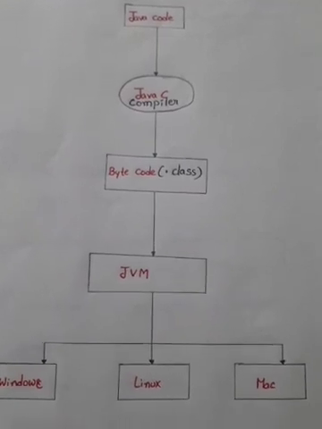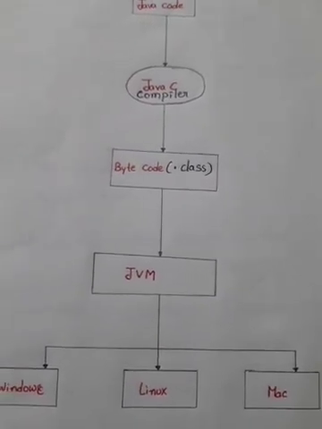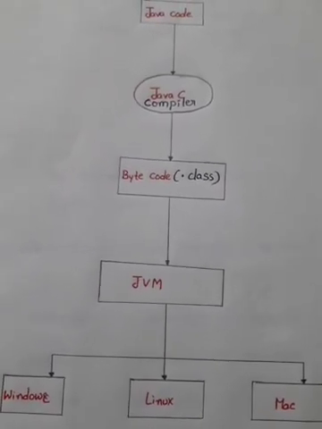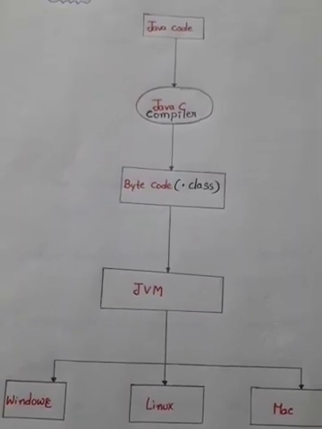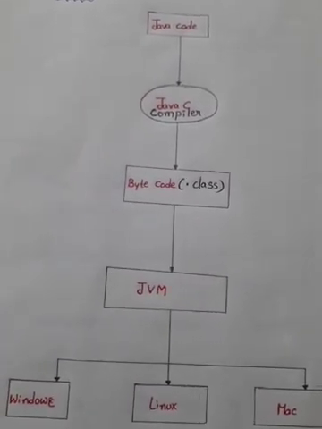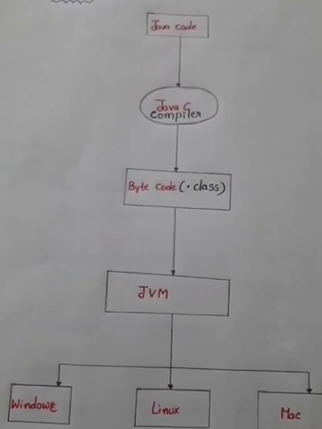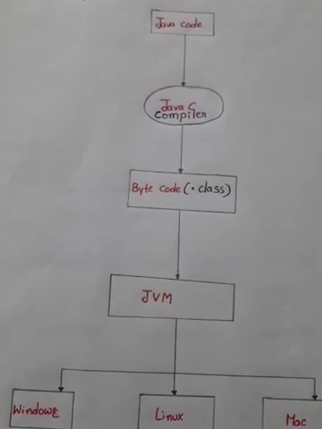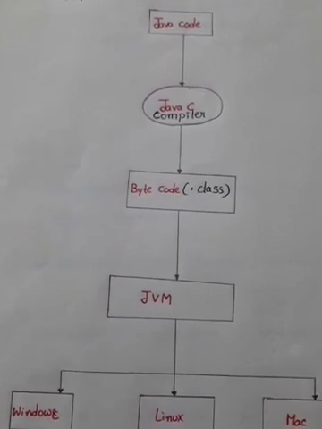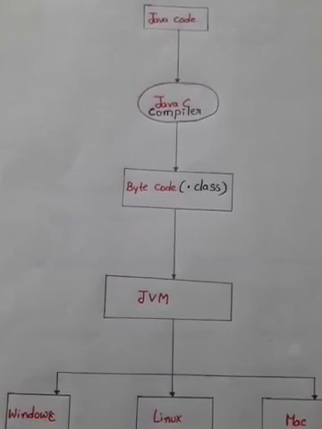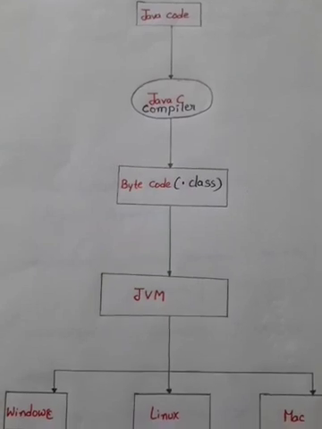Let's see the intent of this interpreter pattern. The intent of this interpreter pattern is, given a language, define a representation for its grammar along with an interpreter that uses the representation to interpret sentences in the language.